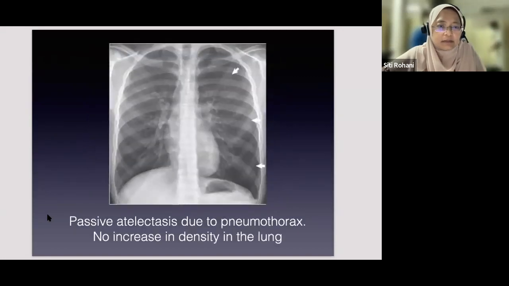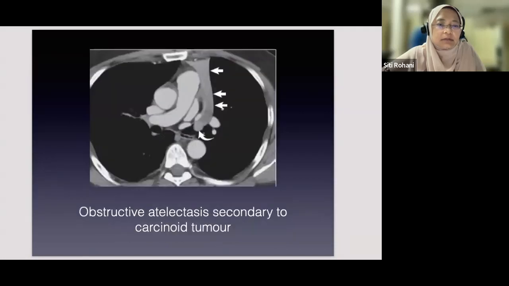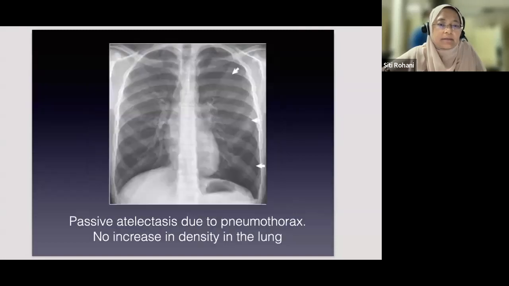So on chest X-ray, this is an example of passive atelectasis due to pneumothorax. If you can appreciate, this kind of atelectasis doesn't cause opacification on the lung parenchyma. There's no increase in density in the lung. If you imagine the atelectasis because of obstruction just now, there is opacification or increased density of the lung parenchyma. So passive atelectasis is because of compression, external compression from the outside of the lung.